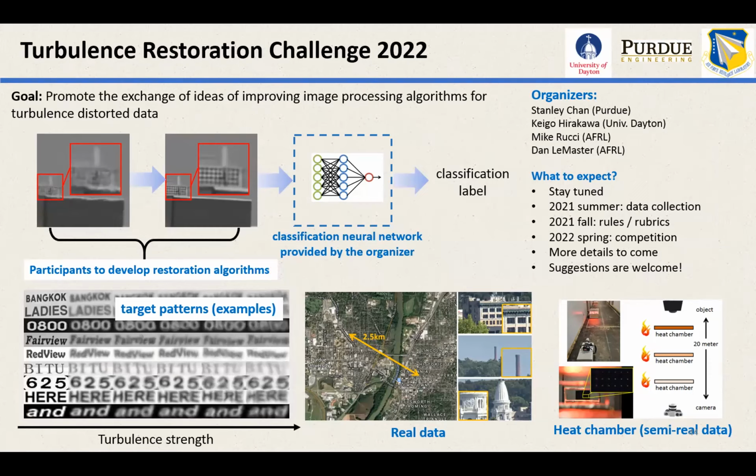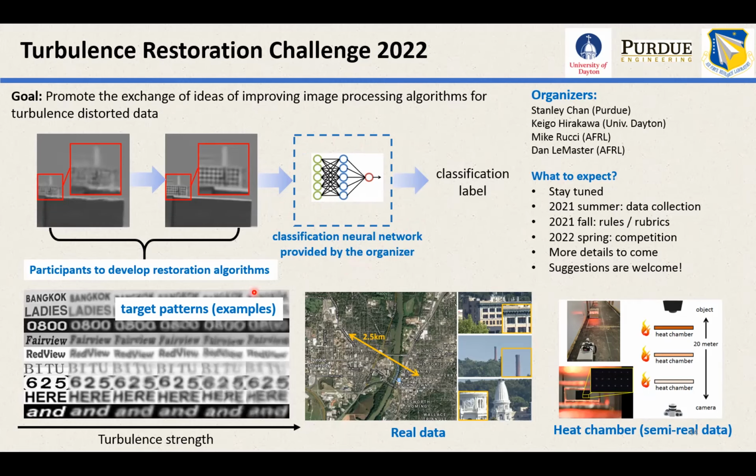So this is the Turbulence Restoration Challenge 2022 that we are planning to launch between us, University of Dayton, and also the Air Force Research Lab. So the idea of this competition is to ask participants to develop restoration algorithms using the real training samples that we provide. Then we are going to provide some kind of classification neural networks. There will be a suite of classification networks, and then we will ask the participants to return us the classification labels.